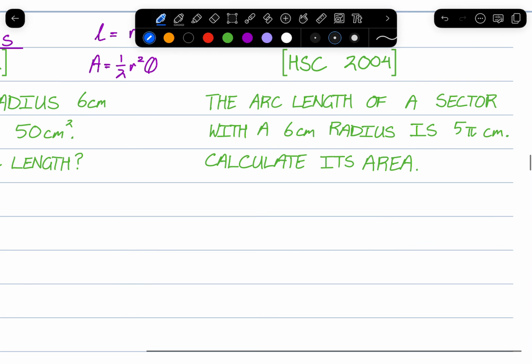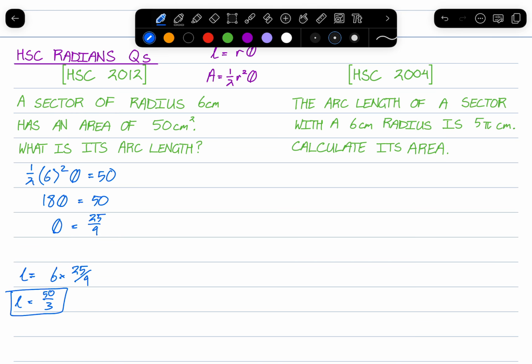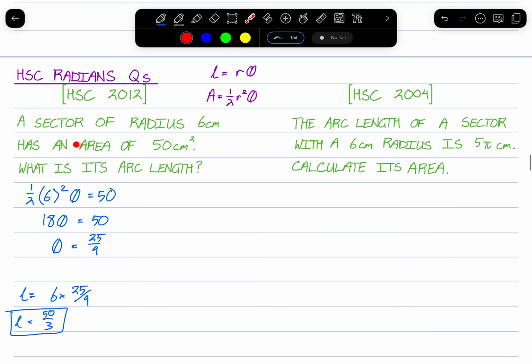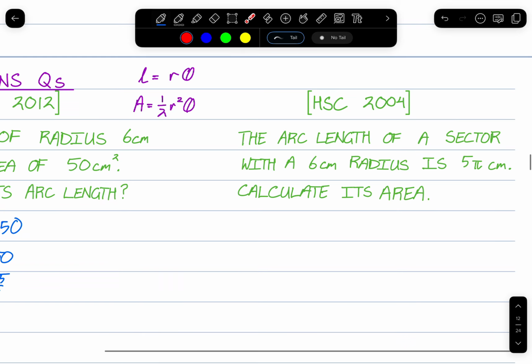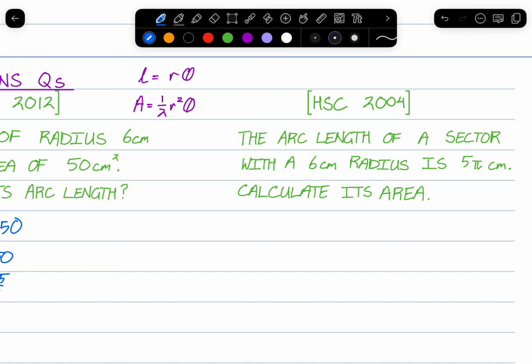The arc length of a sector with a 6 centimeter radius is 5 pi. Calculate its area. Once again, I hope you can see these two questions are practically identical in that it's really just working with these two formulas here. So let's start with the piece of information that we have. It says the arc length is 5 pi, so r theta, so 6 theta equals 5 pi.